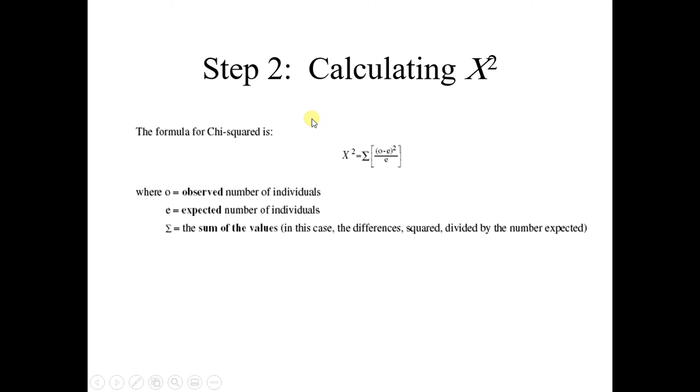So here is what it looks like on your formula sheet. And they just use O and E instead of observed and expected. And the sigma, the summation notation, just means you're adding up that calculation for each of the categories.